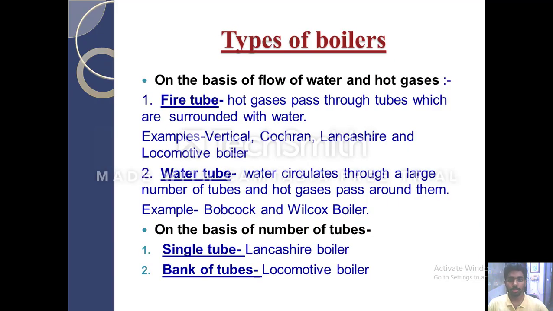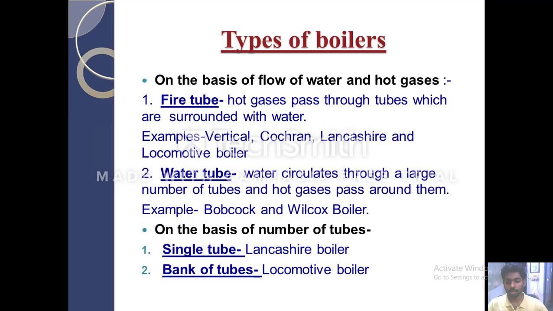On the basis of flow of water and hot gases, boilers can be classified as fire tube boiler and water tube boiler. Fire tube boiler: hot gases pass through the tubes which are surrounded with water. Examples are vertical, Cochran, Lancashire and locomotive boiler. Water tube boiler: water circulates through a large number of tubes and hot gases pass around them.